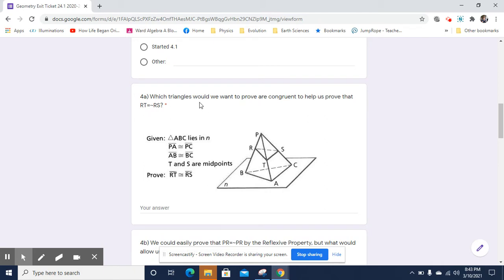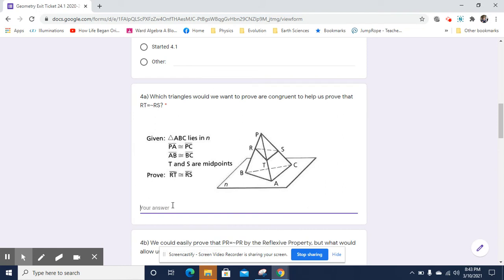So which triangles would you want to prove are congruent to help us prove that RT is congruent to RS? All right, so this is RT and this is RS, and they are part of triangle RPT and triangle RPS. So that would be the triangles you'd want to prove.